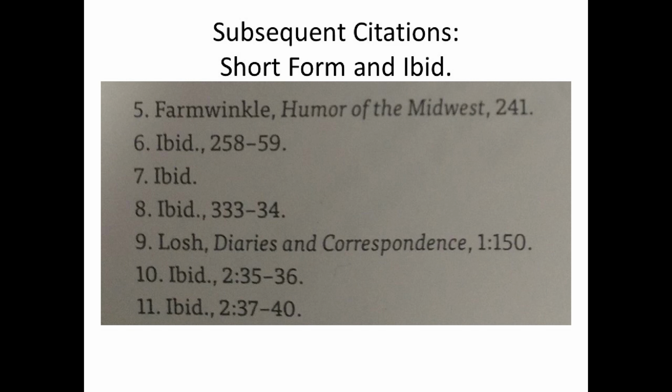That's generally what I prefer to do. Some people use ibid. Some people require ibid, so I need to talk about it. But ibid refers back to the next source above the one that you're talking about. It's the next footnote above the one that you're on. So number 6 says ibid, that refers to 5. It says pages 258 to 59. That's all that changed. That's why you write ibid. Ibid takes the place of Farmwinkle, Humor of the Midwest, but we have different page numbers, so we have to add the page numbers.